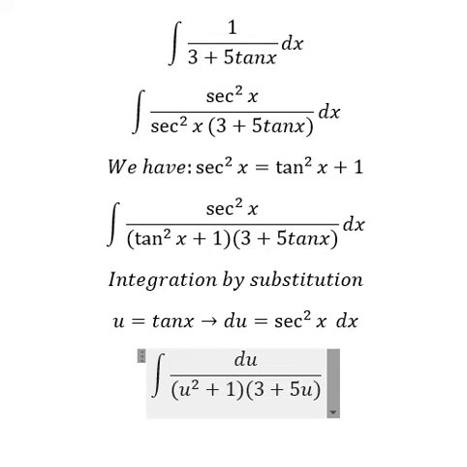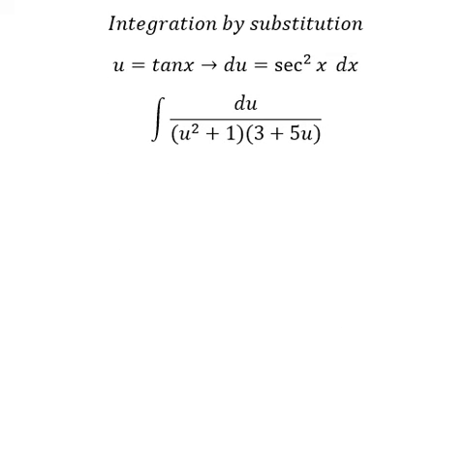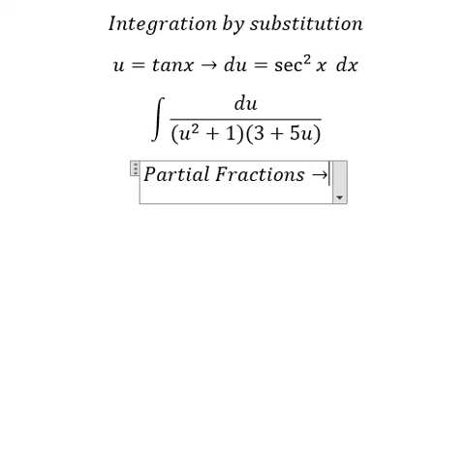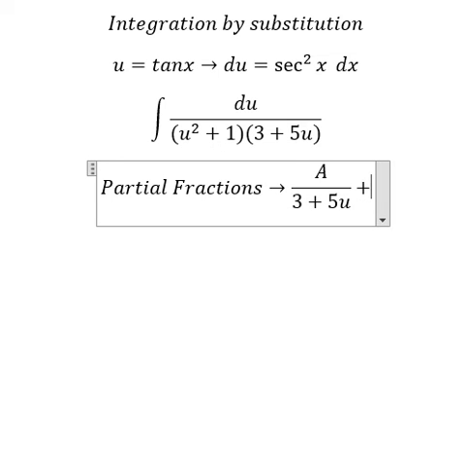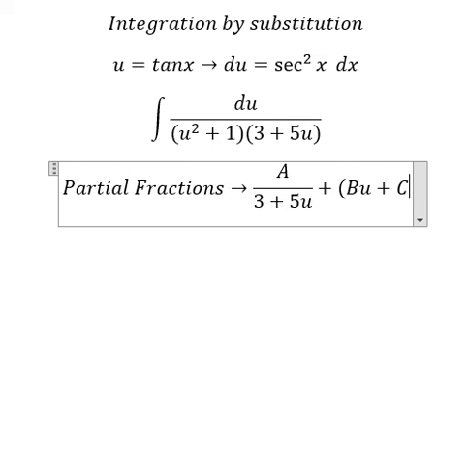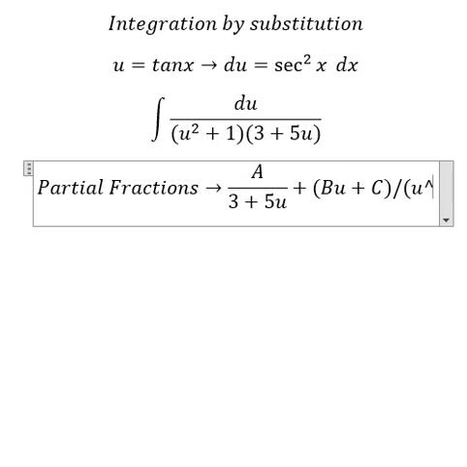So we can use partial fractions. So I will put A over 3 plus 5u, and then we have Bu plus C over u squared plus 1.